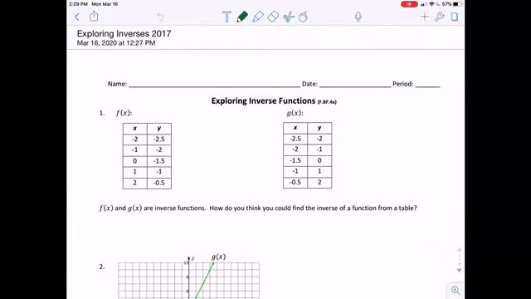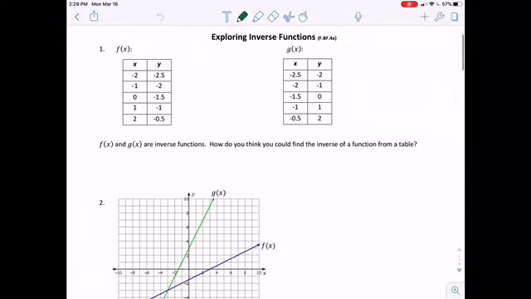All right, you may recall the last assignment I had you do, you went through this exploring inverse functions assignment. The first thing I asked you to do is look at these two tables and tell me what you noticed about them. These are inverse functions. Hopefully, you noticed that all you did was switch the x and y. So you should have said switch the x and y values.